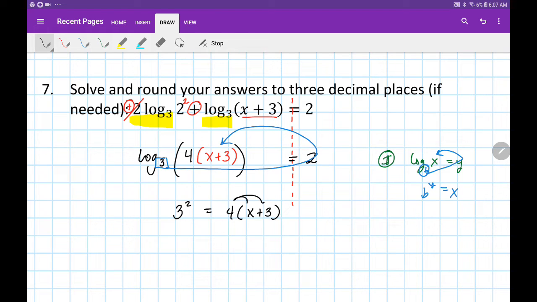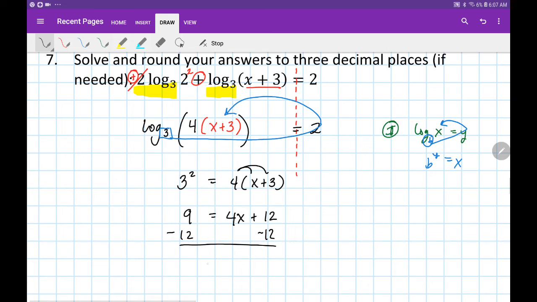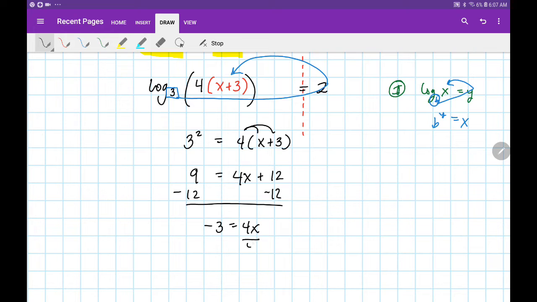I'm going to distribute that out and simplify the left side. 3 squared becomes 9. And that's 4x plus 12. And I'll finish solving for x. Minus 12. I'll have negative 3 equals 4x. And dividing by 4, I get x equals negative 3 over 4.